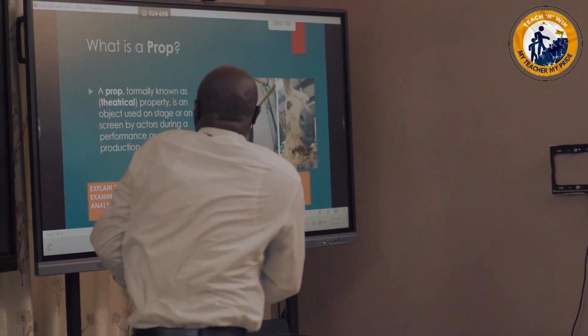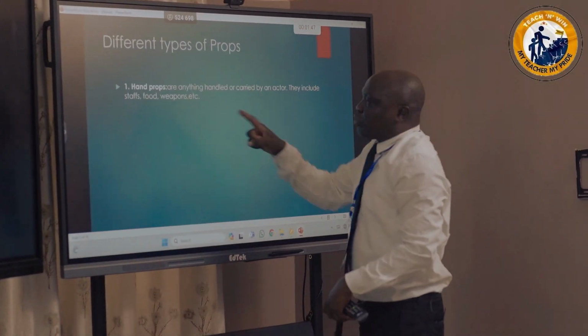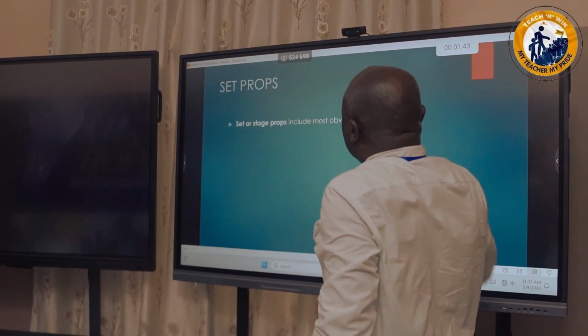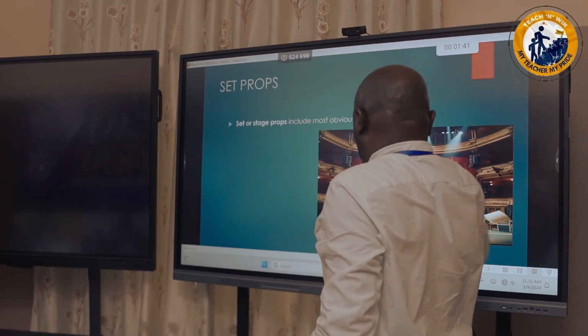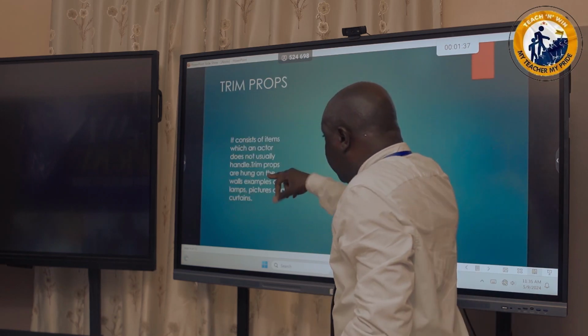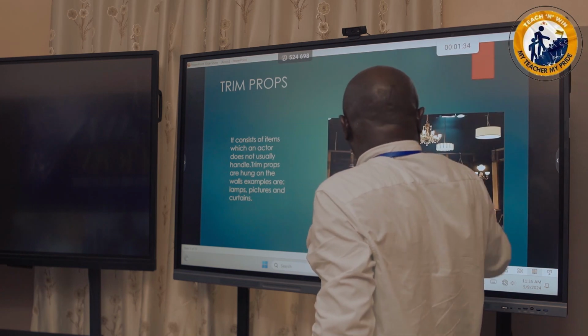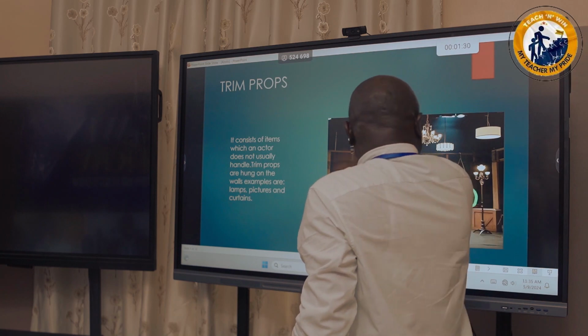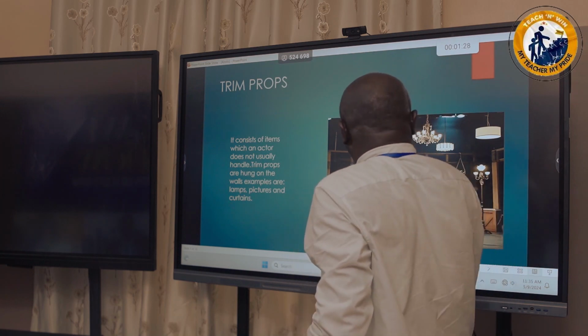Fine. Now we're next going to talk about different types. We'll talk about hand props, which is what I'm holding, and then you have an example like this. Then you have the set or stage props, all of this, like this chair. Then you have the trim props, chandeliers, or things hung up, like this one.